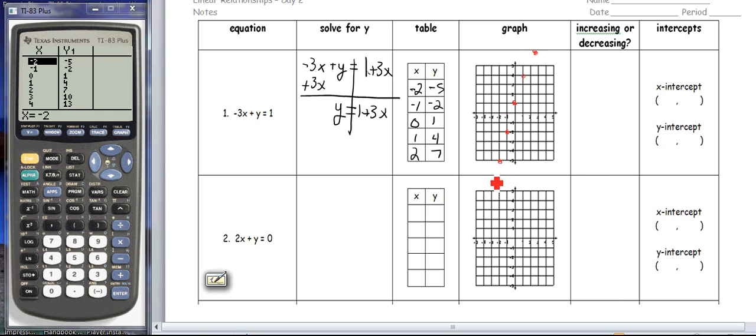So now what I need to do is draw a line to connect my dots. I'll try to draw it nice and straight and put an arrow on it. Okay? You must give me all these points. You must show your work right here. If you just write down an equation, then you're not going to get credit for it.